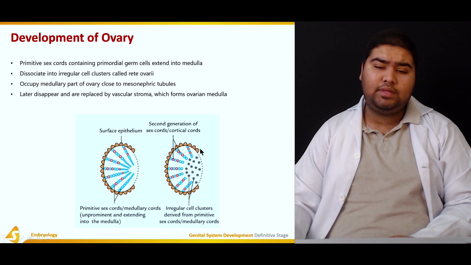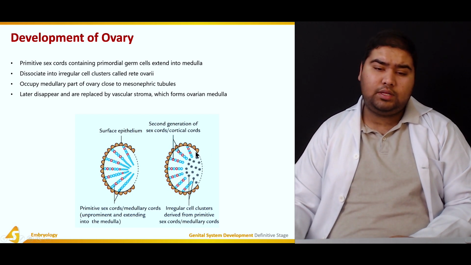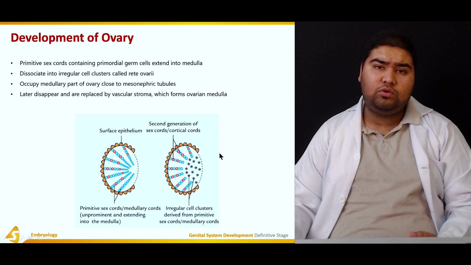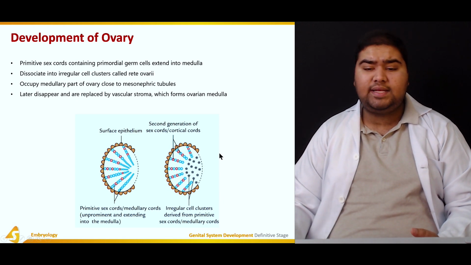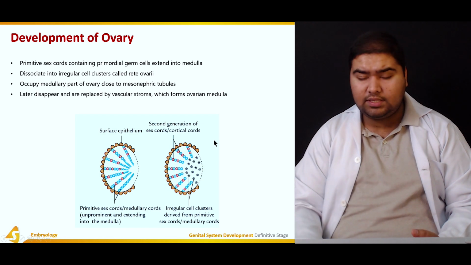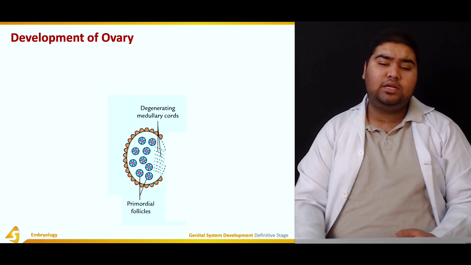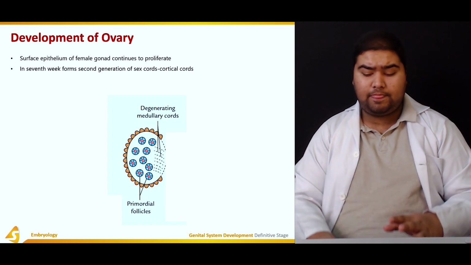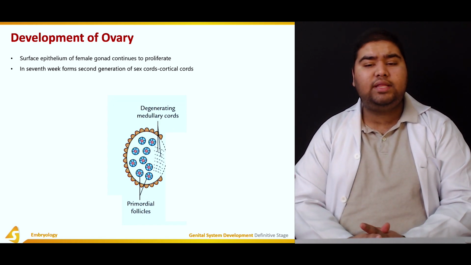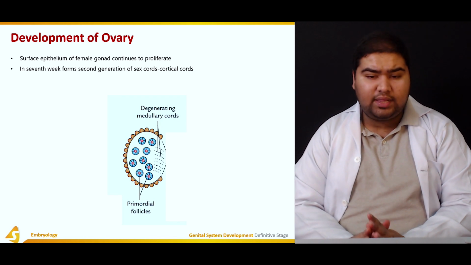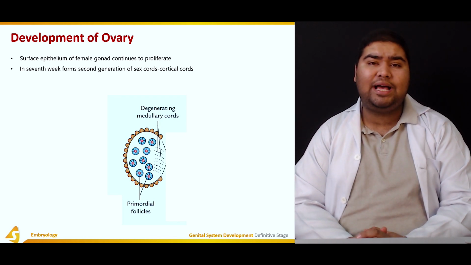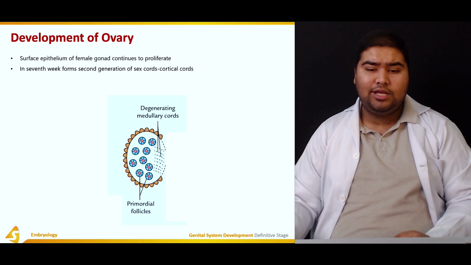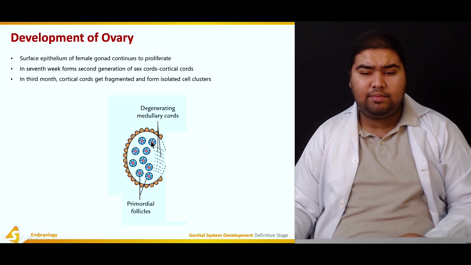At the same time, this surface epithelium undergoes proliferation and forms a second set of the cortical cords, or the sex cords. These sex cords get fragmented as well. They are fragmented and form isolated cell clusters. So these are the cell clusters that are being formed.